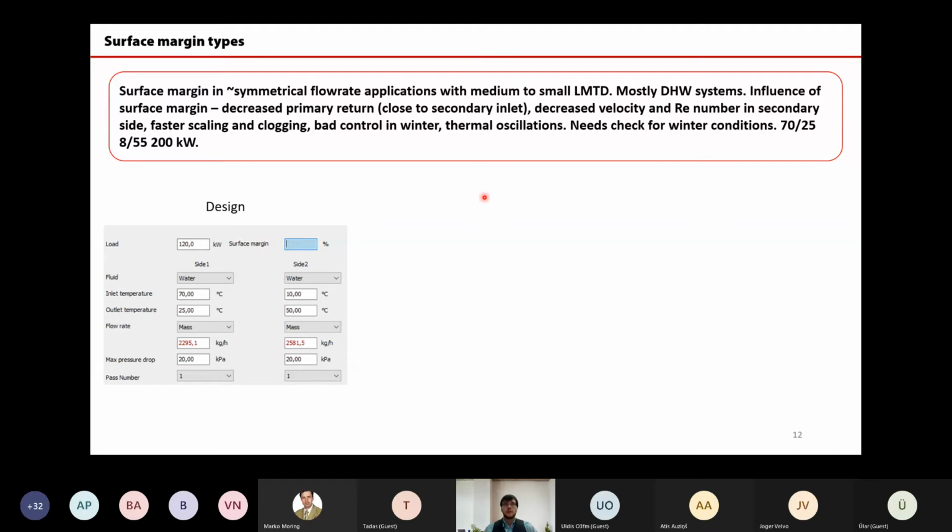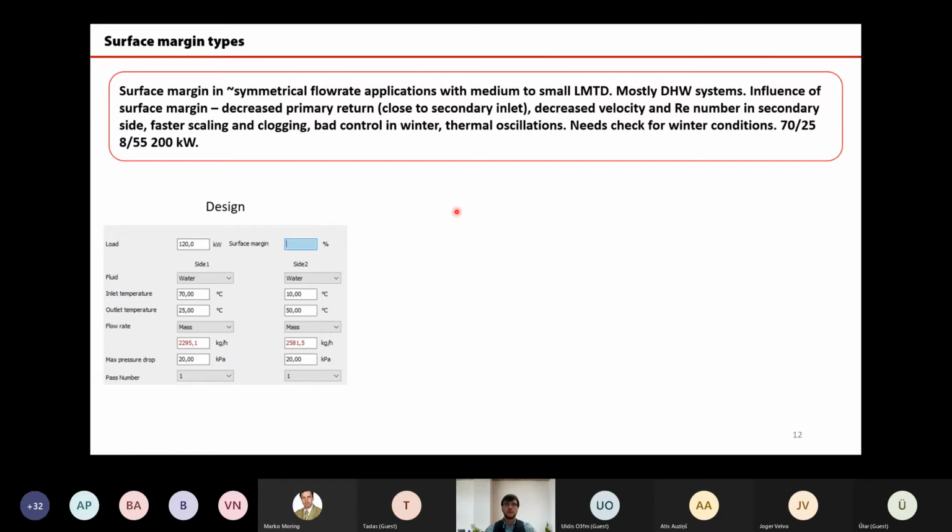What we need to know about surface margin in applications for domestic hot water. When we design a heat exchanger and we put, let's say, 20, 30, 40% surface margin for summer conditions, this value is automatically doubled for winter conditions. So that means if you dimension the unit with 25% surface margin in summer, it will work with 50-60% surface margin in winter. Why is it happening? Because your logarithmic mean temperature difference will be different. Yeah, it will increase for winter.